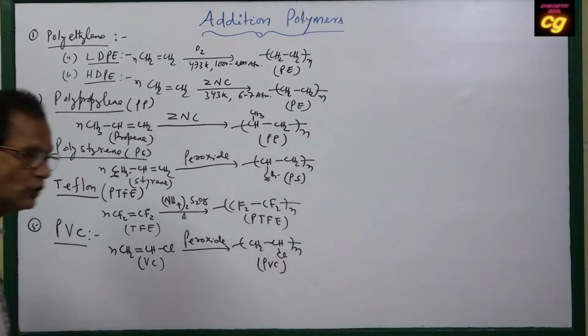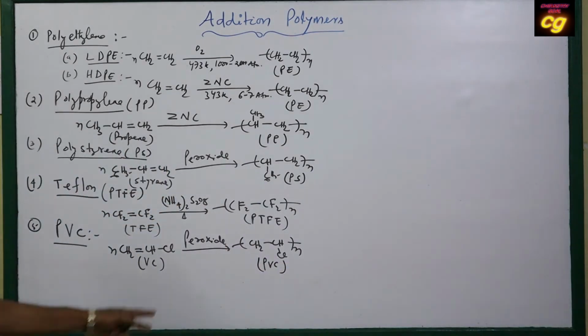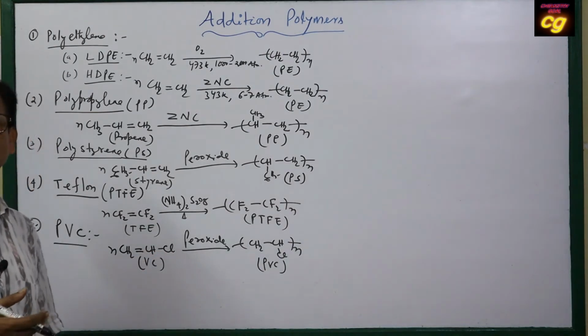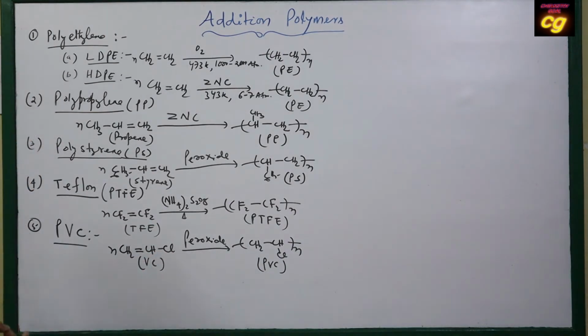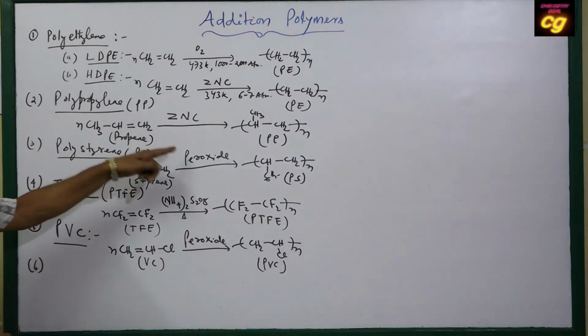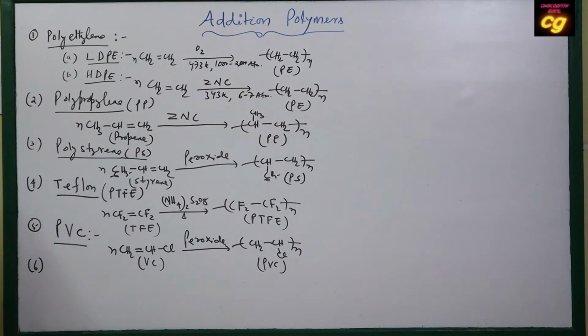PVC. Already you know the uses of PVC. It is used for construction, for preparation of PVC pipe, and so many uses, such as water tanks also. Okay, then PVC, all are addition polymers. You see, double bonds convert to single bonds.